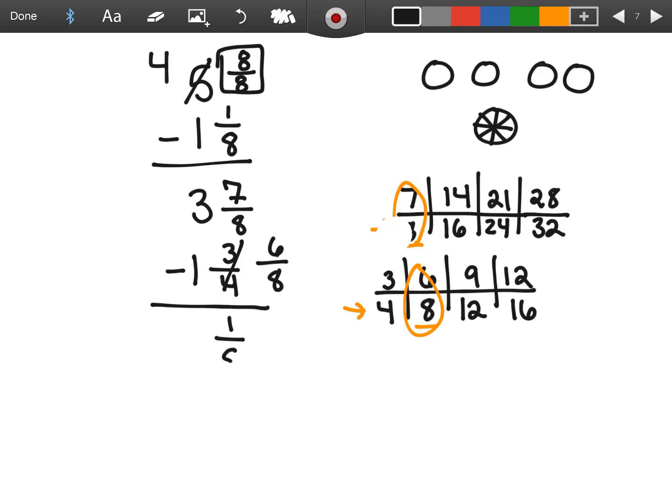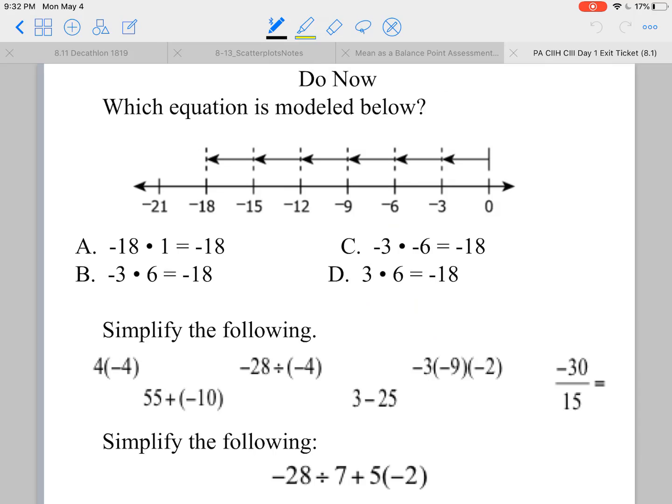7/8 minus 6/8 is 1/8. And 3 minus 1 is 2. So our final answer is 2 1/8 hours. Let's move on to the other warm-up.